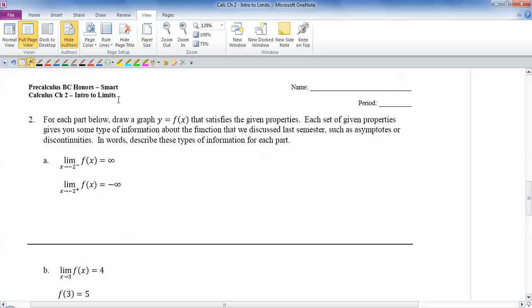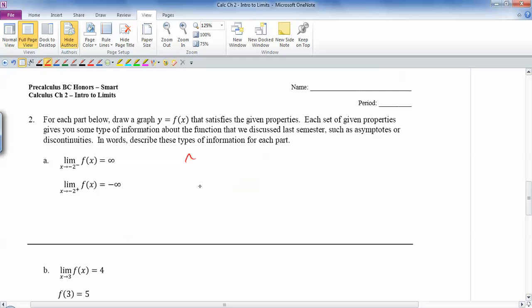Okay, so in this video, this is still the learning about limits and kind of what they mean. So in this one, we're going to draw a bunch of different graphs, one for each part that satisfies the properties that are given in each part. So in this one, we've got the limit as x goes to -2 from the left and x goes to -2 from the right. And the function itself either goes to infinity or negative infinity.